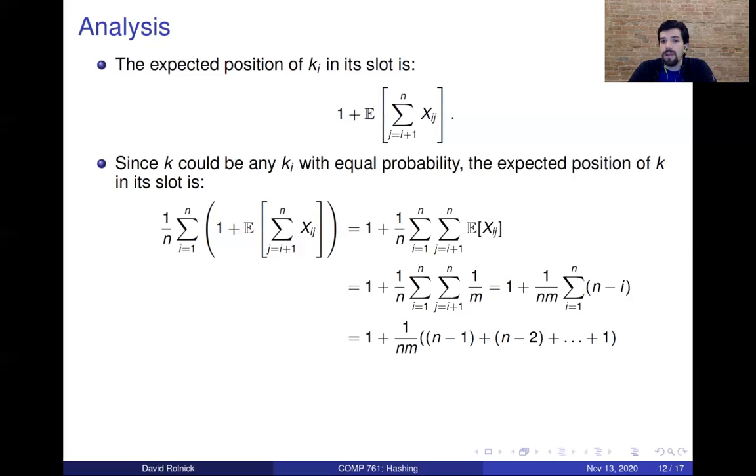So we know what the sum of the numbers 1 through n minus 1 is. There's a formula, and that'll give us this. Remember, when we're summing up the numbers 1 through n, we get n times n plus 1 over 2. And this is the same thing if you had n minus 1 instead of n. So this is equal to 1 plus n minus 1 over 2m.